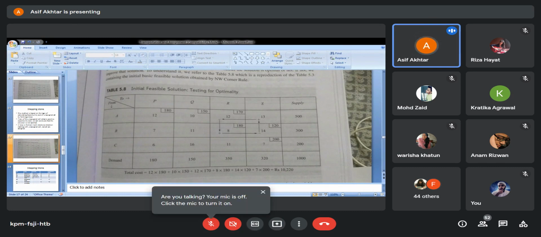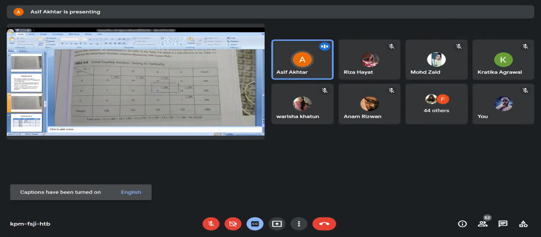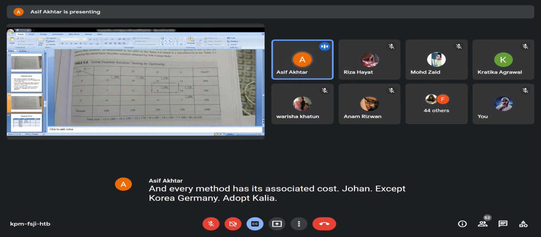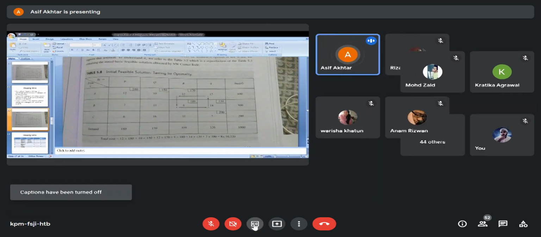For that purpose, now think yourself, what are these cells? These are nothing but the routes of transportation. Now you have options to go from your origin to destination. There are different methods of doing so, and every method has its associated cost. What we accepted and adopted was our decision, and what we left, we left.